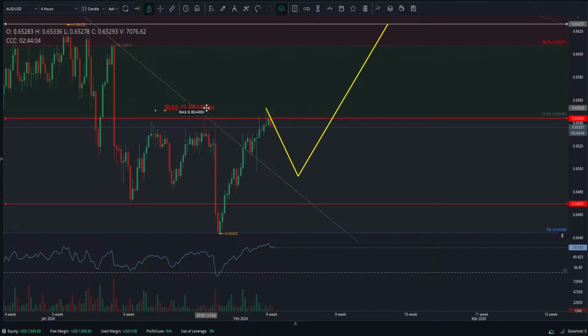The bias is not bearish now, it is bullish. So I will write it up as bullish. Okay, we have to update this. The bias is bullish, but till what time is it bullish? Only till the time it is trading above 0.6443.